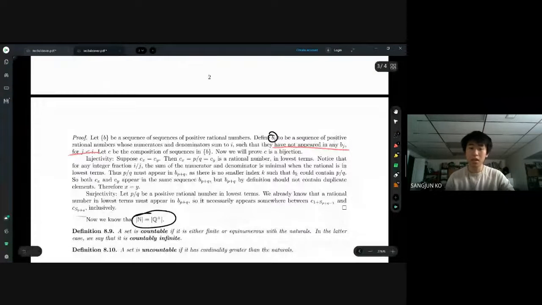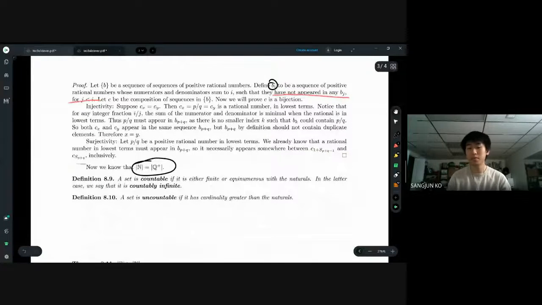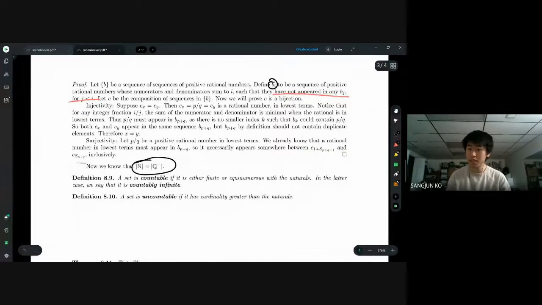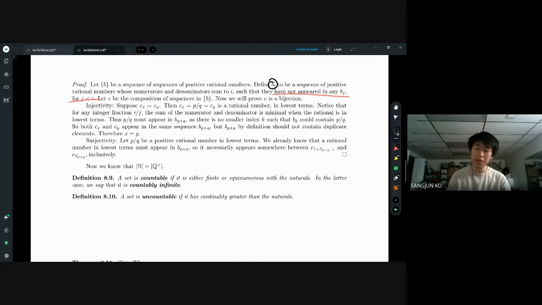All right, so their next definition is that a set is countable if it is either finite or equinumerous with the natural numbers. What did we just show? We showed that the natural numbers are themselves countable, and we also showed that the integers are countable, and now we showed that the positive rationals are countable. If a set is infinite and countable, then we say that the set is countably infinite. And if a set is not countable, then we say it is uncountable.